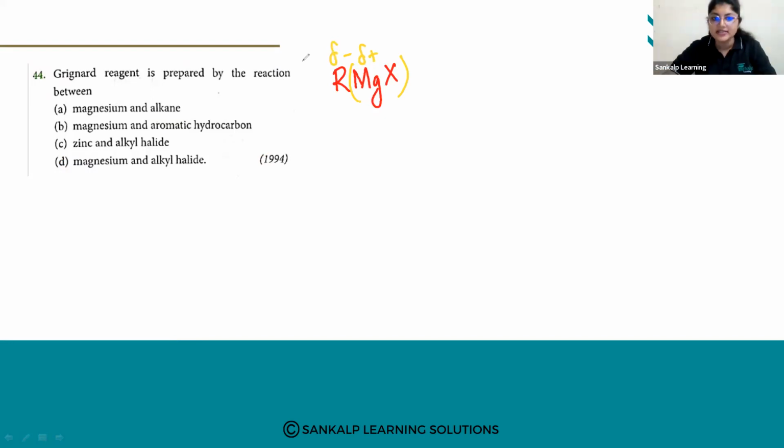So what is Grignard reagent? Grignard reagents are called organometallic compounds, right? So how are they prepared? It is a reaction between: A, magnesium and alkane; B, magnesium and aromatic hydrocarbon; C, zinc and alkyl halide; D, magnesium and alkyl halide.